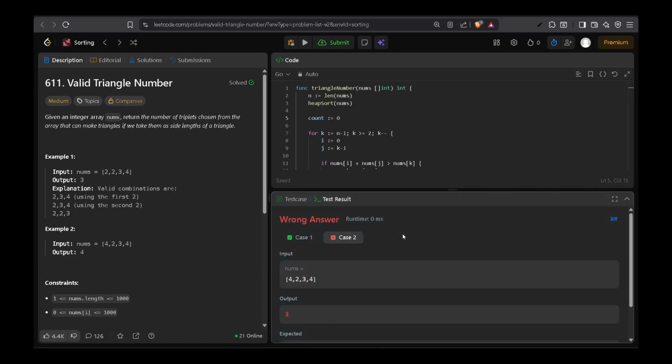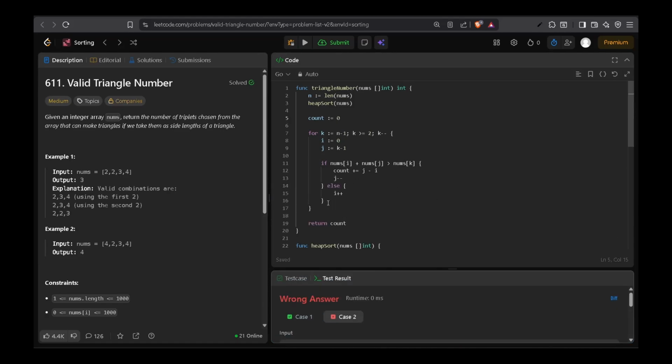Okay, something went wrong. That's because we are only checking this once. What we need to do is, for i less than j, then we need to check it. Let's format it.